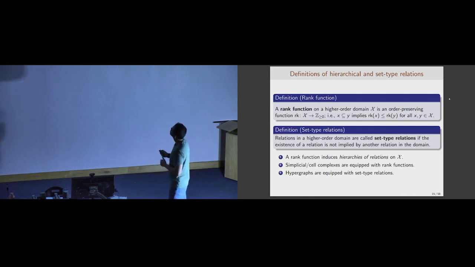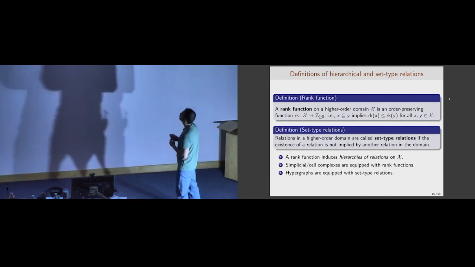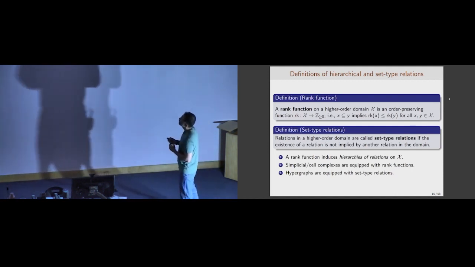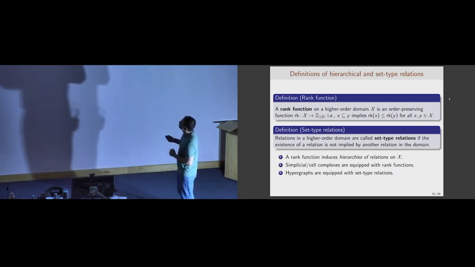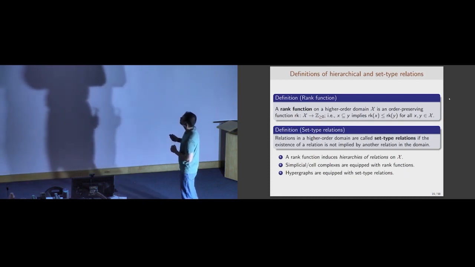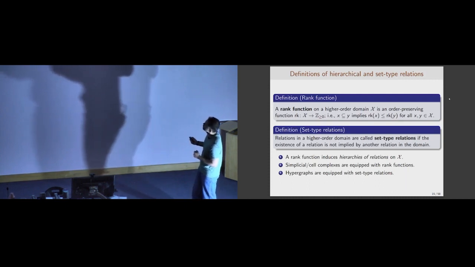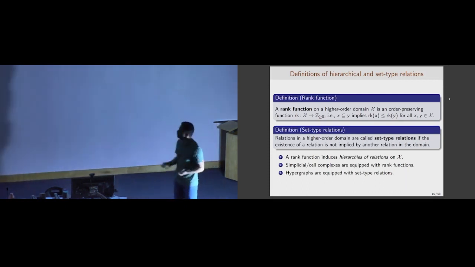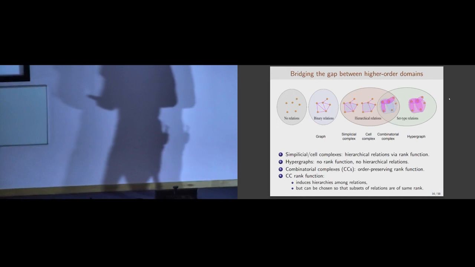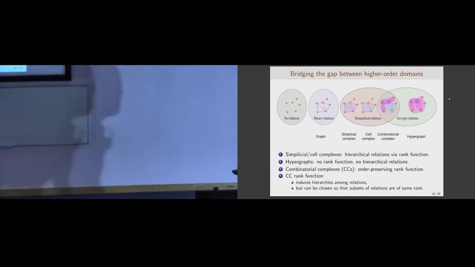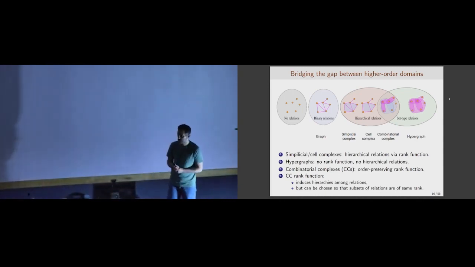As for set-type relations, in a sense, it is conceptually the opposite, because we don't imply the existence of any relation in the domain. And at the end of this slide, I just repeat that a rank function induces hierarchies of relations. Simplicial and cell complexes are equipped with rank functions, and therefore are characterized by hierarchical relations, whereas hypergraphs are equipped with set-type relations. So where is the gap in the literature and the set of topological domains?